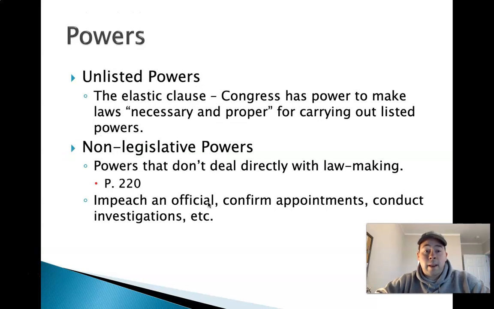There's also specific unlisted powers in the Constitution. And what does that mean? How do they have a power that's not listed? So essentially, in the Constitution, they wrote in an elastic clause. And it says that Congress has the power to make laws necessary and proper for carrying out the powers. So that can look different. The necessary and proper clause is very broad.